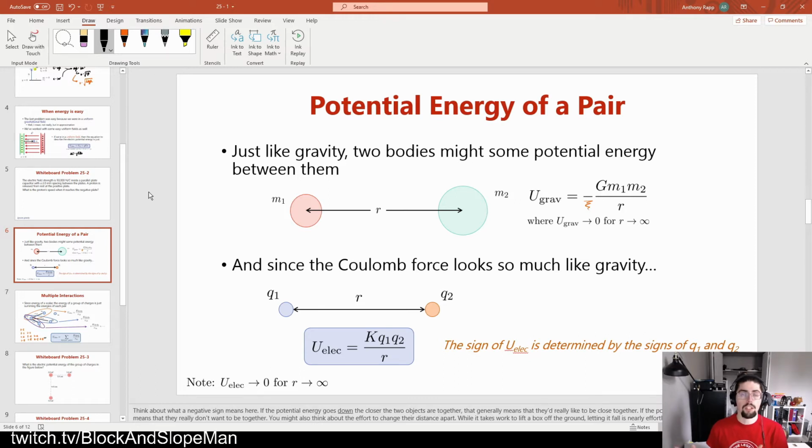But generally speaking, it's favorable for the objects to be closer together, in terms of gravity at least, right? That's where everything wants to be. It's close together. That's what gravity wants. That's the lowest possible energy state, right? It's a lot easier to drop a book than it is to pick it up off the ground, because gravity would much prefer to have the book on the ground.